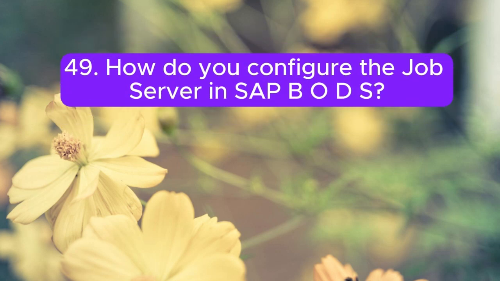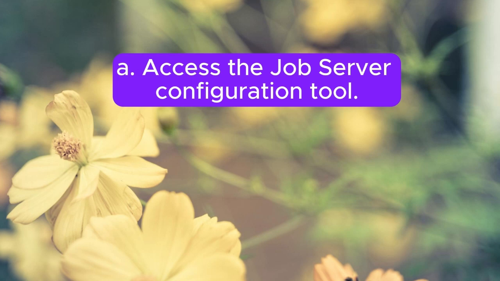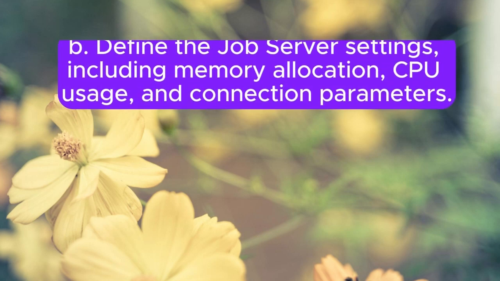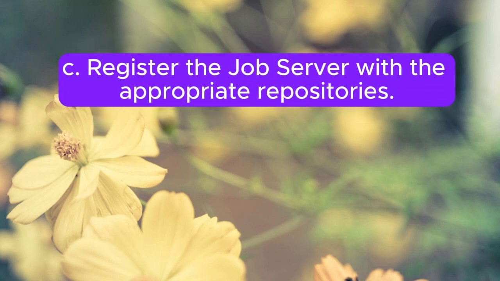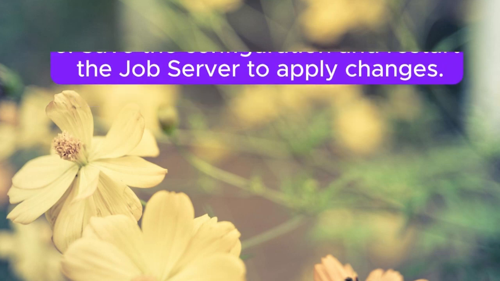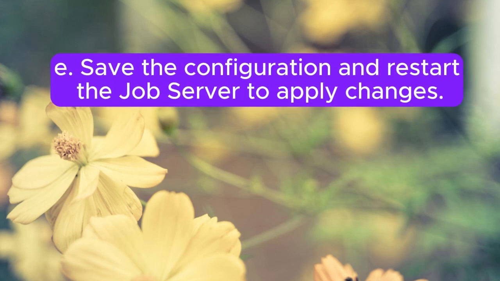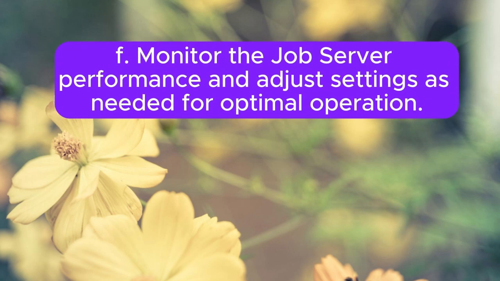49. How do you configure the job server in SAP BODS? Answer: to configure the job server in SAP BODS. A. Access the job server configuration tool. B. Define the job server settings, including memory allocation, CPU usage, and connection parameters. C. Register the job server with the appropriate repositories. D. Configure job scheduling and execution options. E. Save the configuration and restart the job server to apply changes. F. Monitor the job server performance and adjust settings as needed for optimal operation.